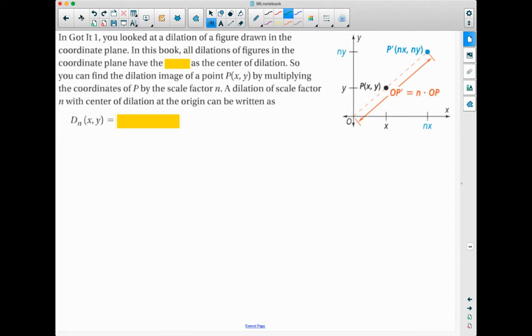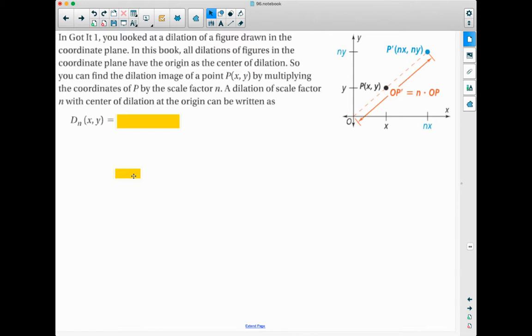In the warm up that we looked at, you got the dilation of a figure drawn in the coordinate plane. In this book, all dilations and figures in the coordinate plane have the origin as the center of dilation. Do you have to use the origin as the center of dilation? No. But if you don't, then it just becomes a little bit more complicated. So for simplicity purposes, we're going to stick to the origin as our center.